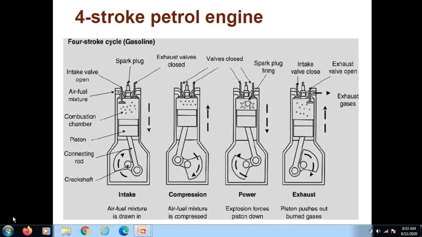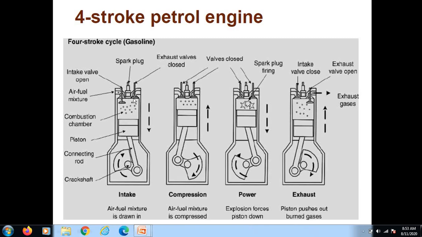If you are considering the petrol engine, it is related to the spark ignition engine. So why are we calling it a spark ignition engine? Because for igniting the fuel-air ratio, we are using the spark plug, and this spark plug will produce the spark, and due to that spark the combustion or ignition of fuel and air will occur.